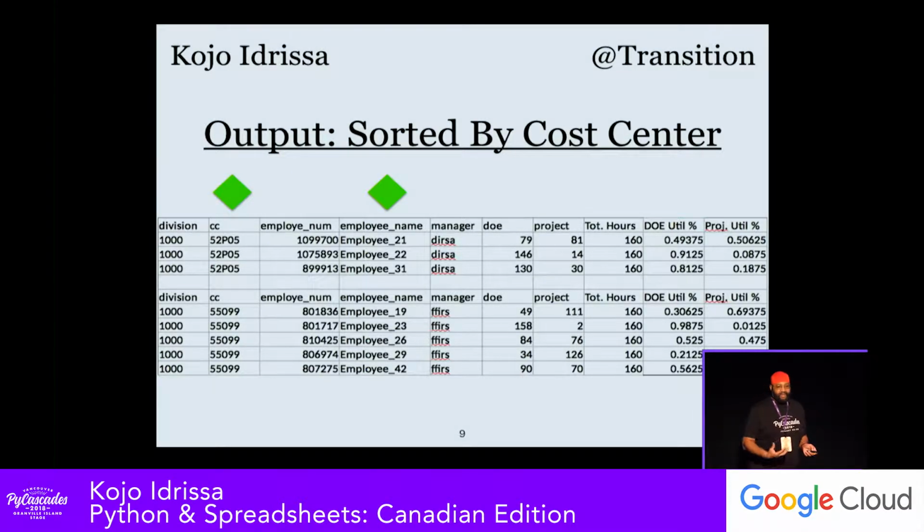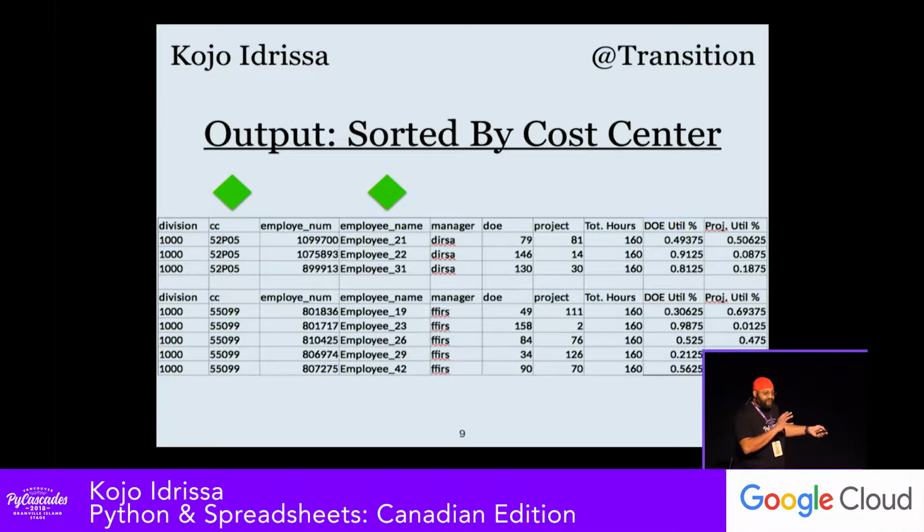And so the result that you need is a spreadsheet that looks like this. So this might be, say, from the engineering tab of a spreadsheet. And so here are the people for this cost center, and here are their hours, and then you've got some other calculations here, total hours, DOE utilization percentage. So we can see they're at 79 hours of DOE, that's 49%, 50% being used on a project.